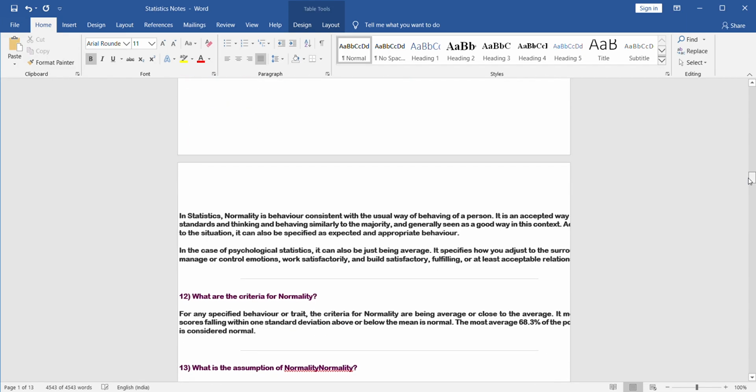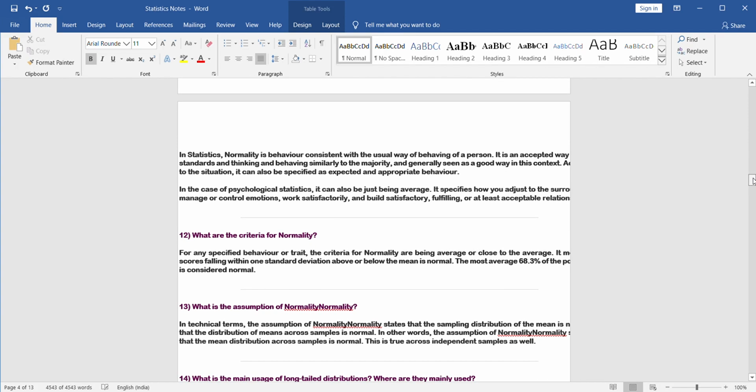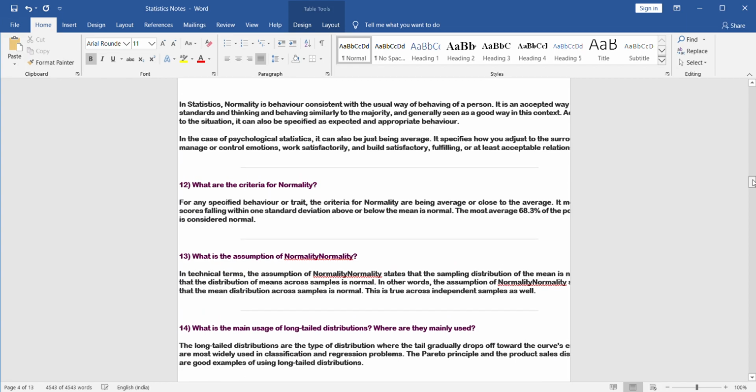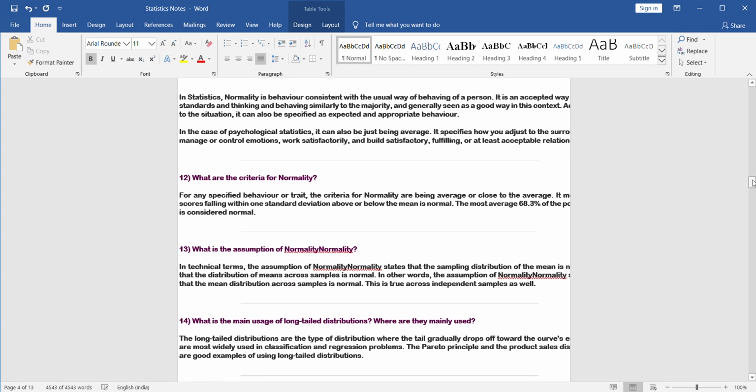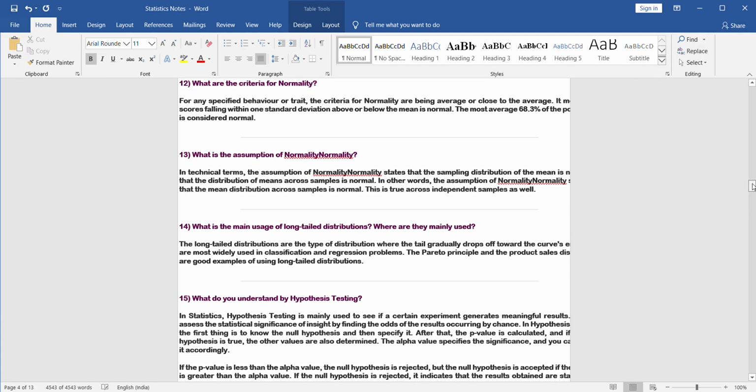So what is normality in statistics? Normality is behavior that consists of the usual way which is expected when thinking and behaving similarly to the majority, and is generally seen as a good way. What are the criteria for normality? For any behavioral trait, the criteria for normality are being average or close to the average. Scores falling within one standard deviation above or below the mean are normal.